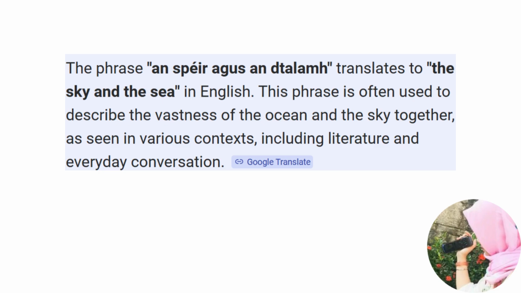Okay, so the phrase that we already pronounced all together on the previous slide actually comes from Irish Gaelic. It is pronounced "spear and tel-uh" or something similar, and it translates to "the sky and the sea" in English. The phrase is often used to describe the vastness of the ocean and the sky together, and is seen in various contexts, including literature and everyday conversation.